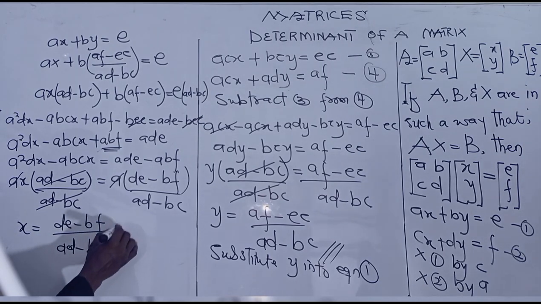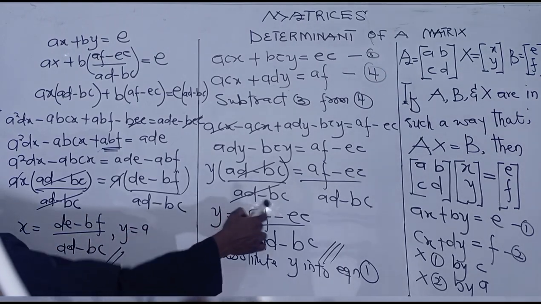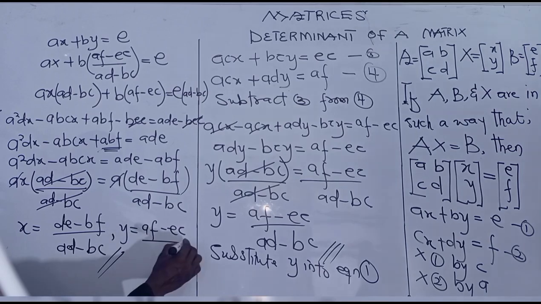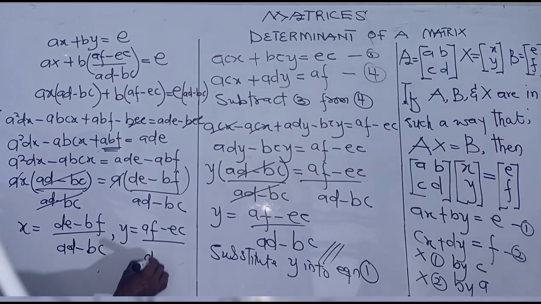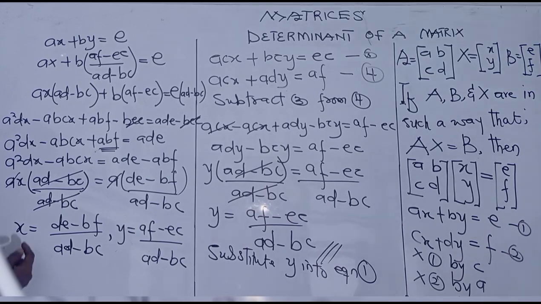We also had y equal to AF minus EC, all over AD minus BC. Now let's look at the denominator for these two solutions. For x, the denominator is AD minus BC. The same applies to y: the denominator is AD minus BC. Now what do you think will happen to these two solutions when the denominator, AD minus BC, is equal to 0? These two solutions will be undefined.